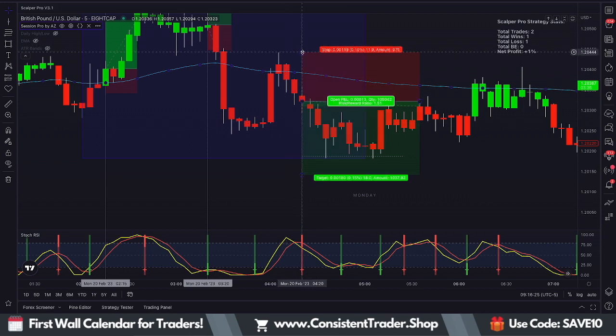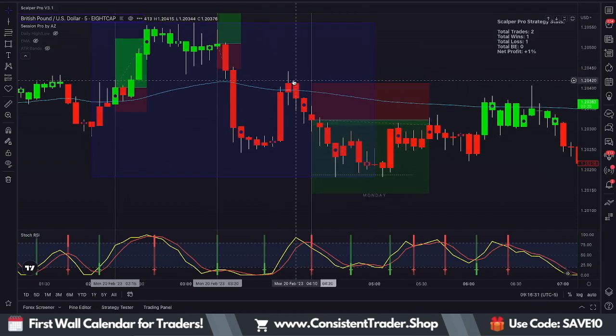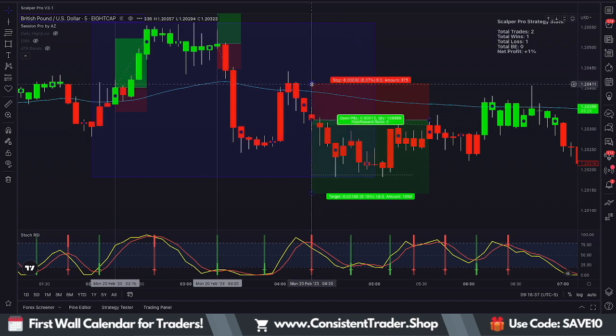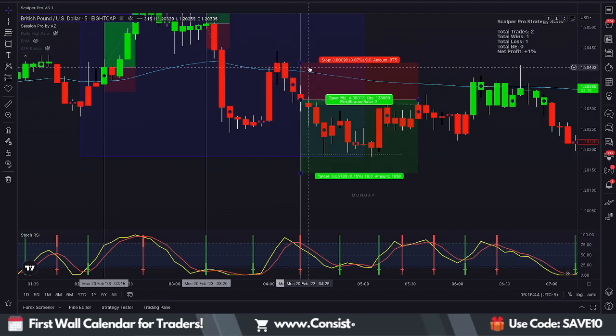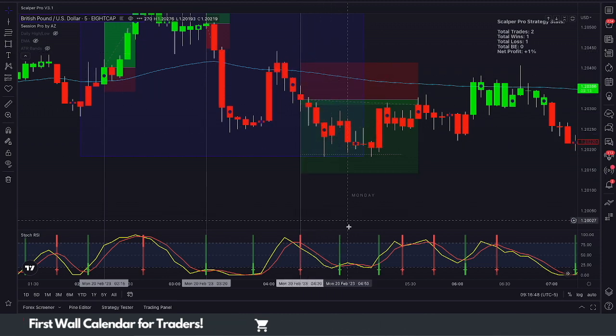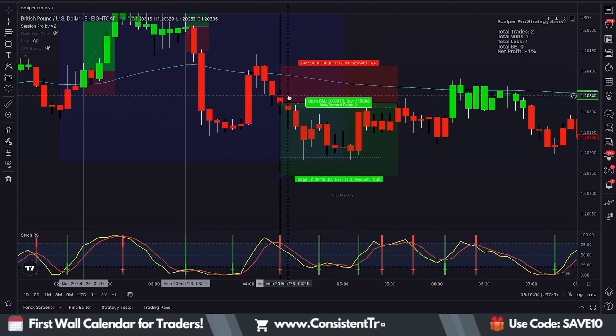So I prefer to keep my stop small, and I always think about it like this. Once we breach this level right here, the body's high, my idea has already been invalidated. So there's no point in giving it even more room here to the upside, which in the end of the day means that my take profit target is also going to be further away. So that's why I placed my stop loss right here at the body close high.